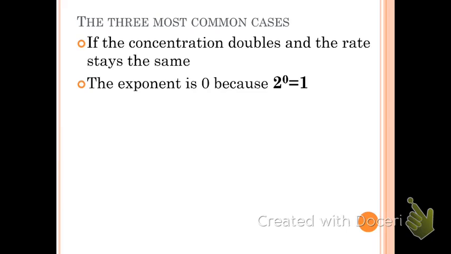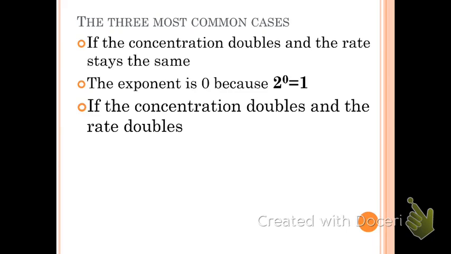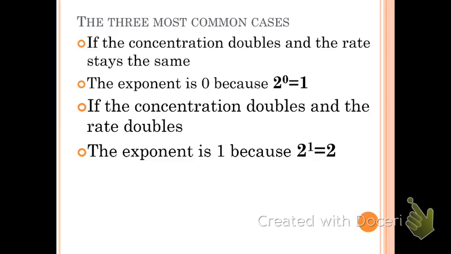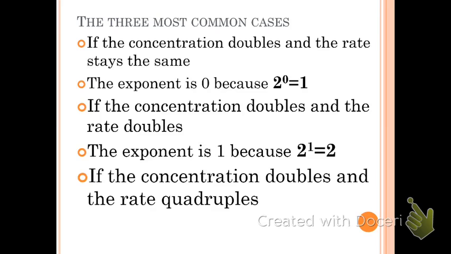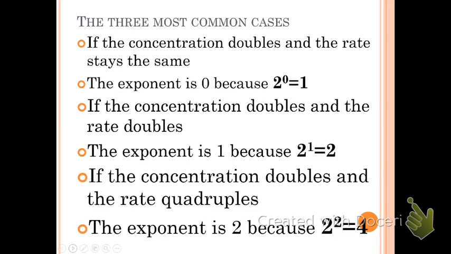1 means the rate stayed the same, because if you divide the rates by each other, you're going to get the number 1. If, however, the concentration doubles and the rate doubles, well, we change the exponent from 0 to 1, because 2 to the 1 power is equal to 2. Again, any number to the 1 power is going to be equal to the number itself. And of course, if the concentration doubles and the rate quadruples, well, then we use the exponent 2, because 2 to the second power is equal to 4.